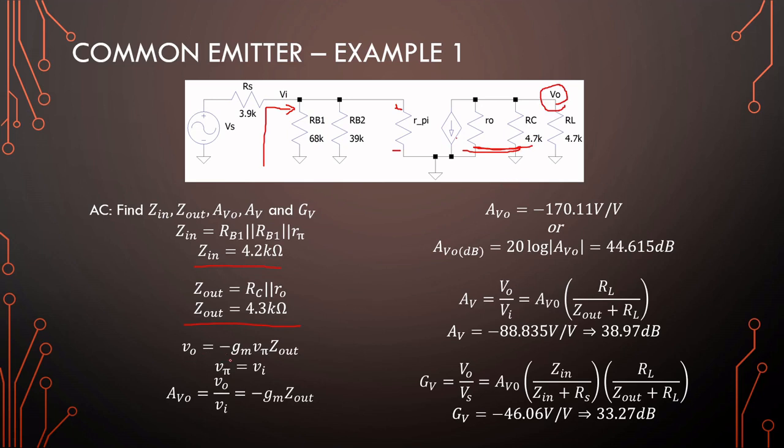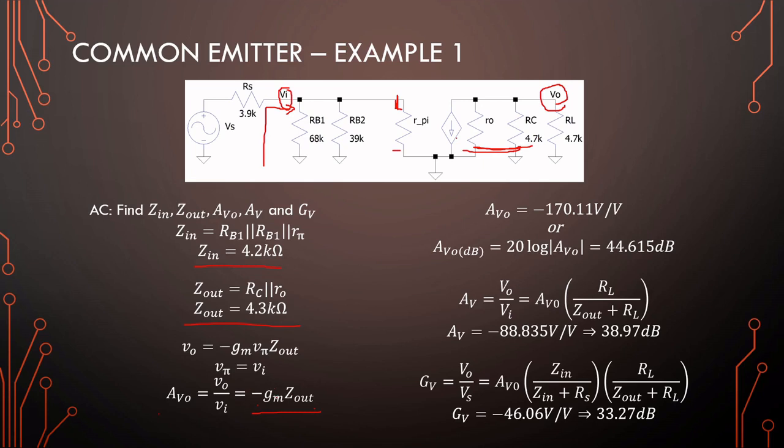Okay, so V out is minus GM V pi times Z out. Okay, Z out is these two in parallel with one another. And then we can also note that V in is sitting right here and V pi is sitting right here, and they are in parallel with one another. So V pi is just equal to V in. We can plug it into this equation and we can find that the gain of this amplifier is minus GM Z out. So here we have a transconductance multiplied by a resistance. So this is amps per volts multiplied by volts per amps.